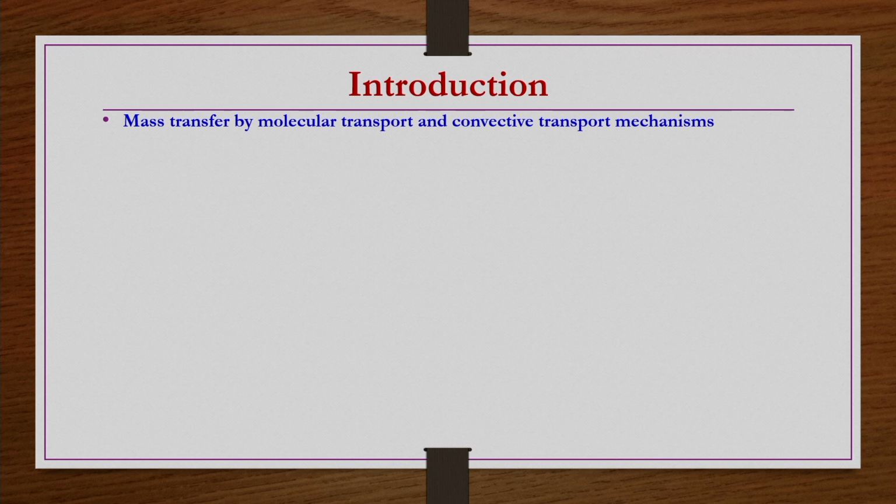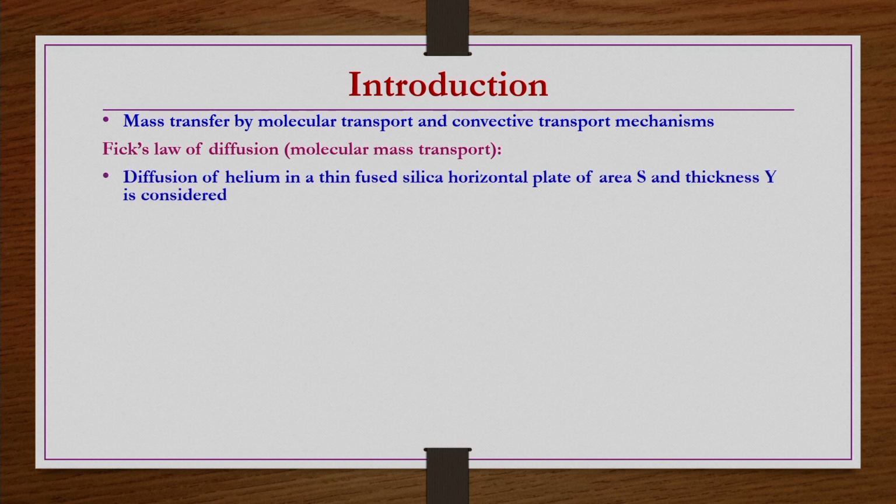So, the same is true for mass transfer also. So, we see a few basics of mass transfer by the molecular transport mechanism, then mass transfer by the convective transport mechanism. So, first, molecular mass transport, that is well explained by Fick's law of diffusion. So, what do we consider in order to obtain Fick's law of diffusion?